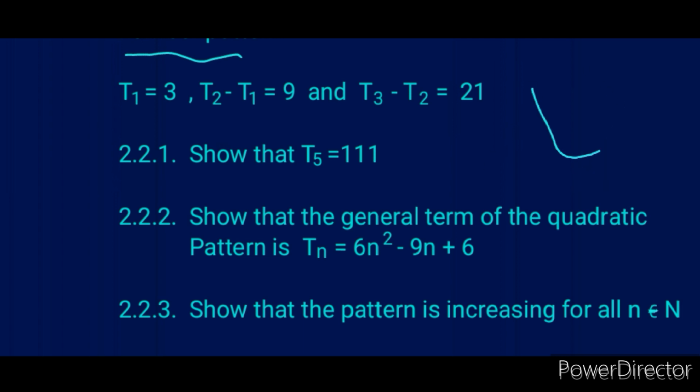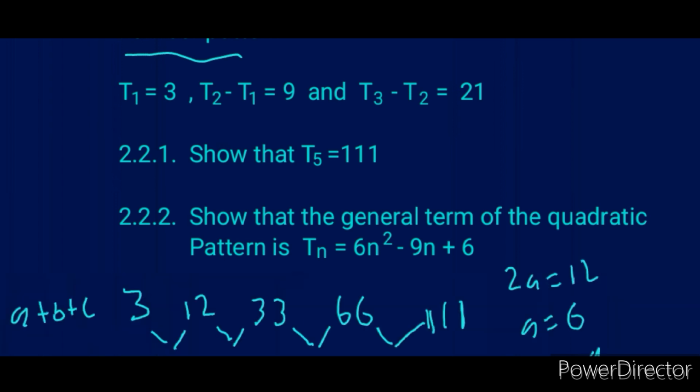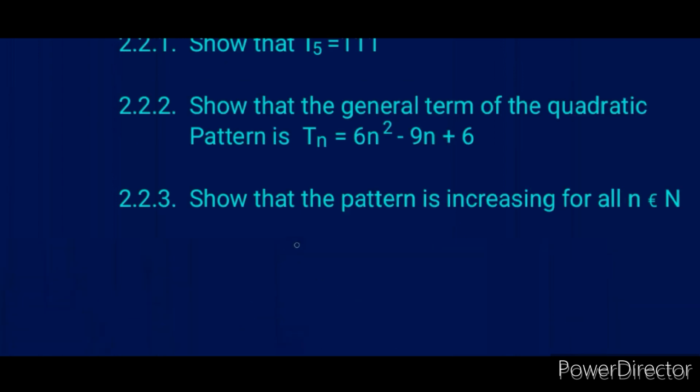So therefore, it means that it starts decreasing up until the turning point because it's a smile. If it was a frown, it would increase until the turning point, then start decreasing. But now it is a smile. So it means it starts by decreasing first up until the turning point, then it starts increasing. So we need to find the turning point. One of the ways of solving this is to find the turning point. Alright, so let's find the turning point.